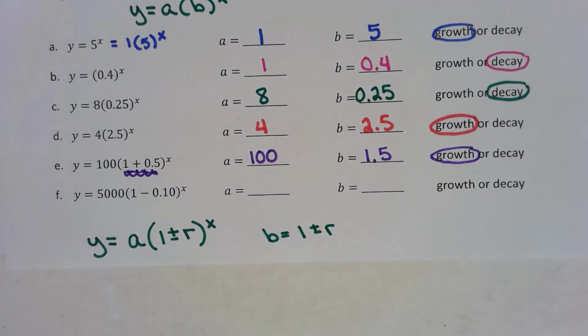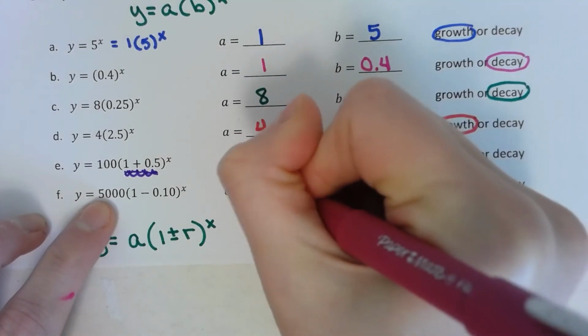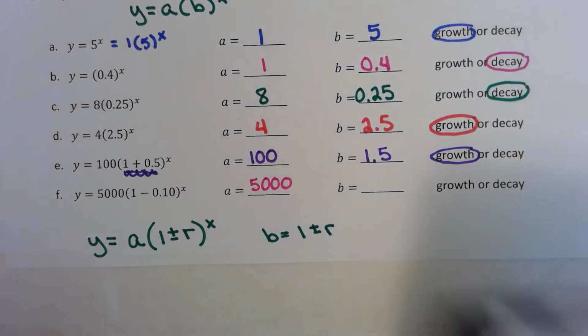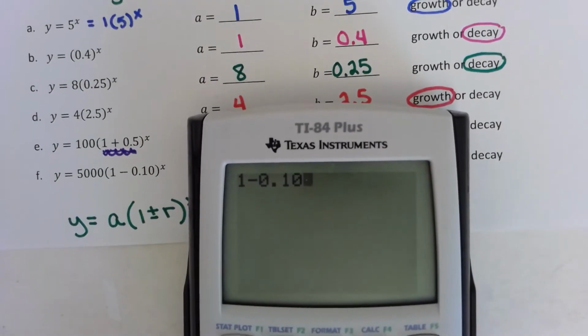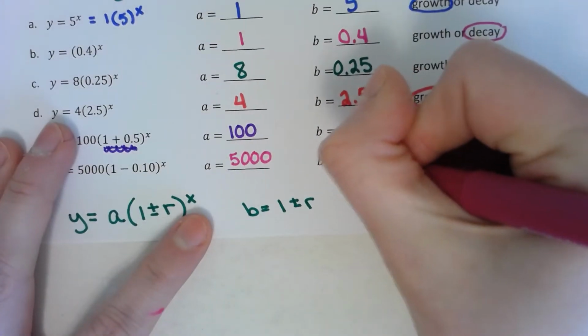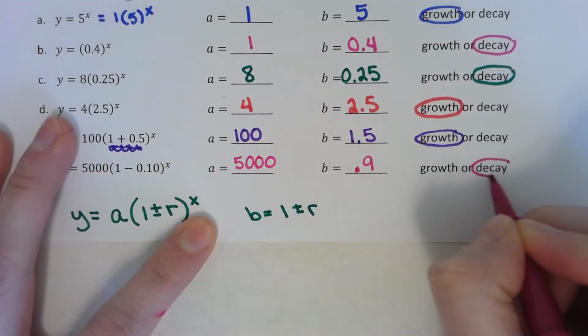Last one like this. For F, I've got 5,000 for my beginning amount. It's outside of my parentheses. The numbers inside my parentheses is 1 minus 0.10. When I hit enter, that gives me 0.9. So 0.9 is my B value. That is not a number that's bigger than 1. It's between 0 and 1, which means that that one is decay.